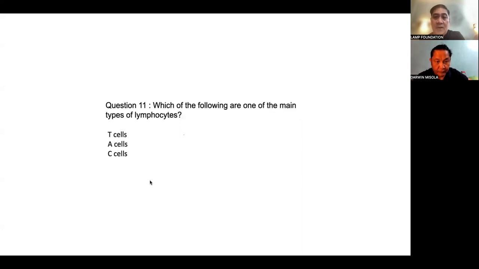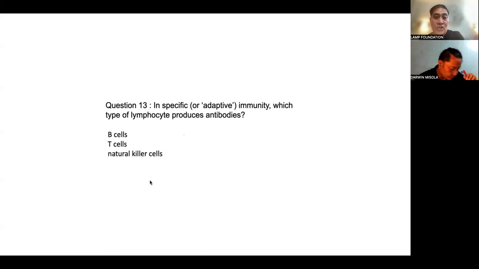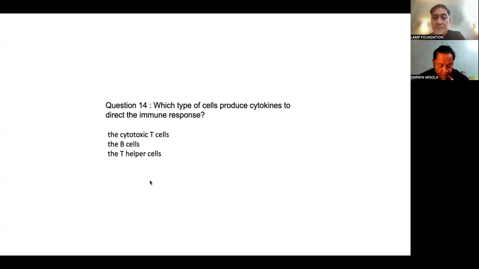Which of the following are one of the main types of lymphocytes? The T cells. The primary site for the maturation of T cells is? The thymus. In specific or adaptive immunity, which type of lymphocyte produces antibodies? The B cells. Okay, what's the difference between B cells and T cells?